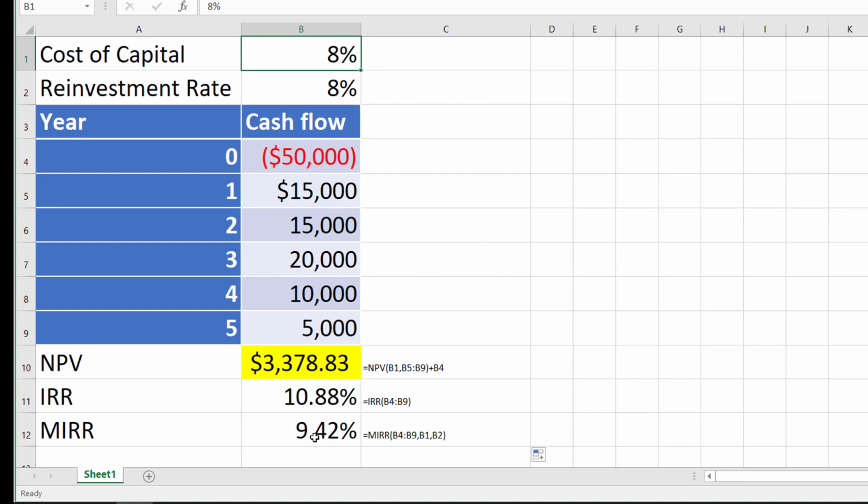Similarly, if you want to make your decision based on MIRR, then you compare the MIRR with the cost of capital. Again, MIRR is 9.42%, cost of capital is 8%. So MIRR is more than the cost of capital. That's why this project is profitable. So the straightforward conclusion is that this project is profitable no matter what criteria you use.